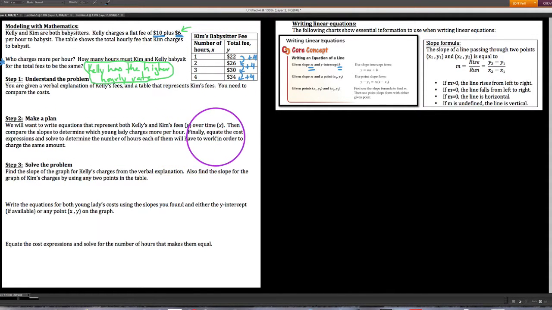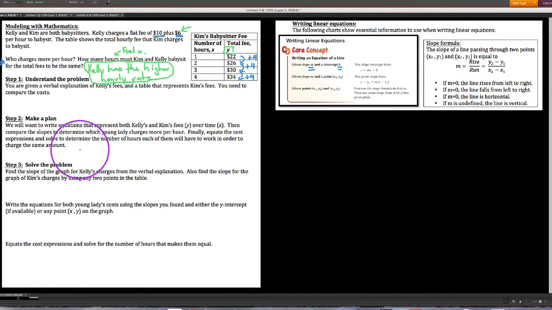Finally, we'll equate the cost expressions and solve to determine the number of hours each of them will have to work in order to charge the same amount. So the second question really was: how many hours do Kim and Kelly have to babysit for the total fees to be the same? In other words, go find x, but find x such that their costs are the same. Remember, we're representing costs or fees with y.